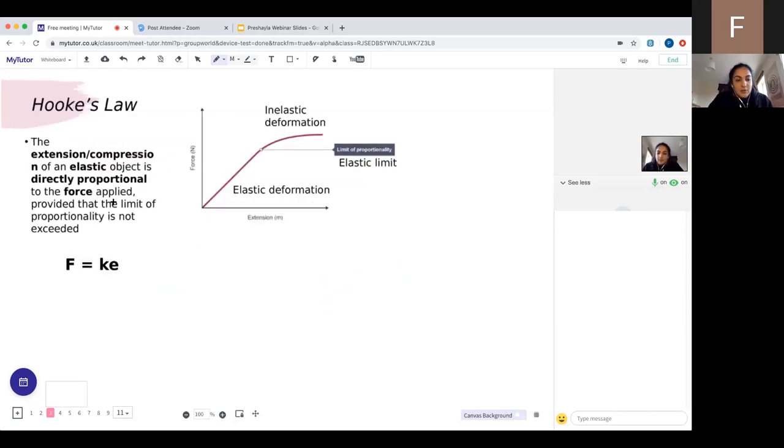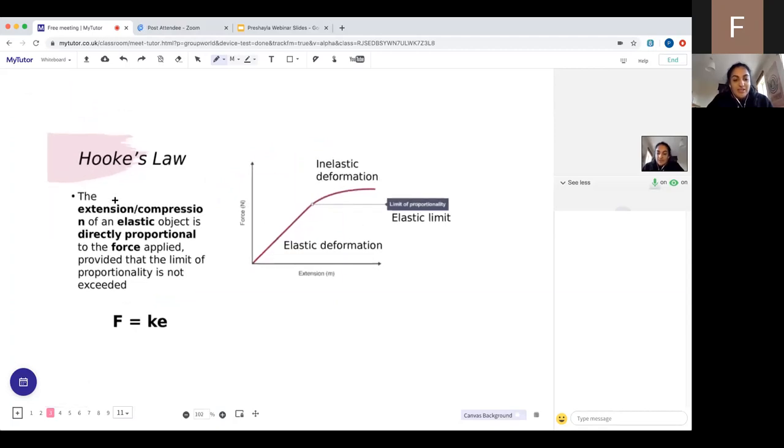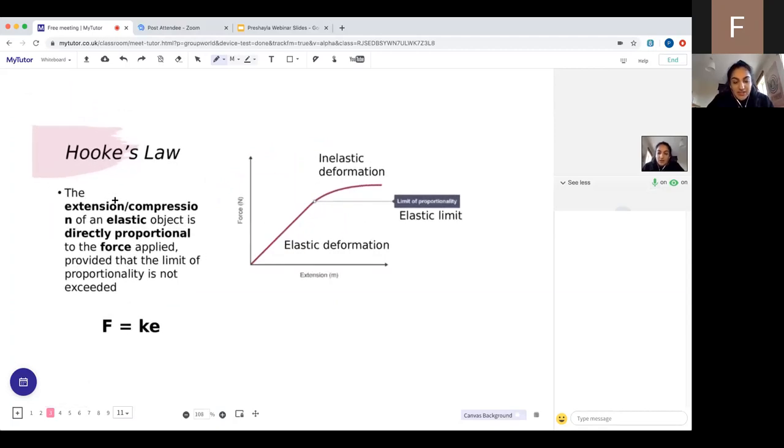So then we went on to talk about Hooke's law, which is the idea that the extension of an object is proportional to the force which we apply to create that extension, provided that we don't pass the limit of proportionality. This equation helped us to understand it: force equals spring constant times extension, where force is measured in newtons, spring constant k is measured in newtons per meter, and extension is just a distance, so it's measured in meters.